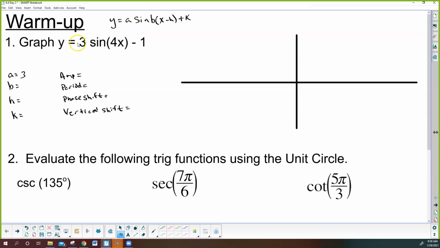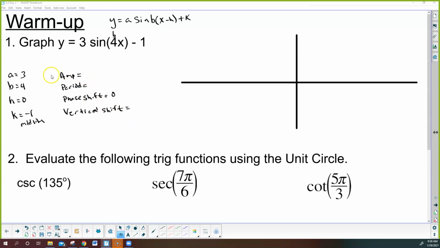So a is 3, the b value is 4. The h value, there is no add or subtract right after here. You could write a plus 0, but the h is 0, which means there is no phase shift. We're not going to move left or right. And then the k value tells us to shift everything down 1. And that k value, remember, is your midline.